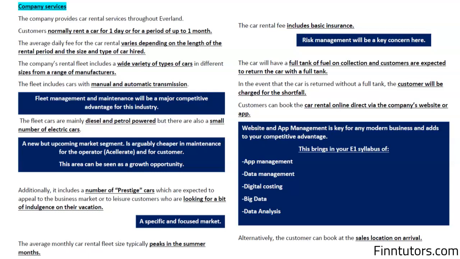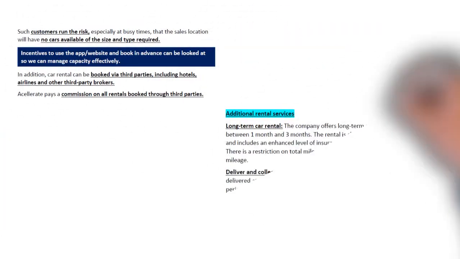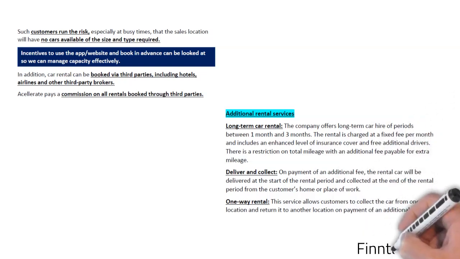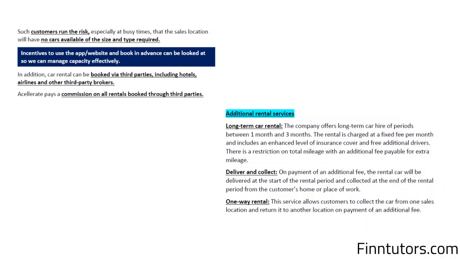Alternatively, the customer can book at the sales location on arrival as well, normal and standard practice. Such customers run the risk, especially at busy times, that the sales location will have no cars available. So, incentives to our customers to use the app and website to book in advance can be looked at. So, we can manage our capacity effectively. So, don't encourage customers to book at a sales location. Rather, encourage them to book in advance by promotional offers or whatever.